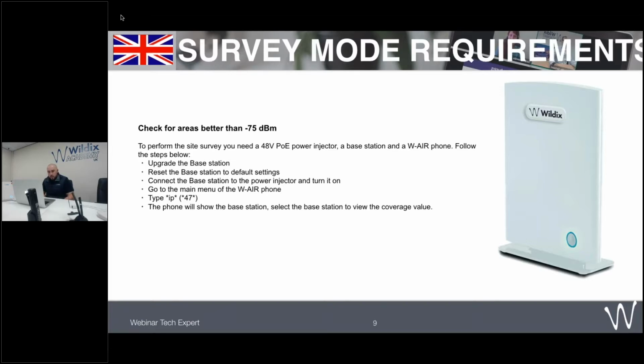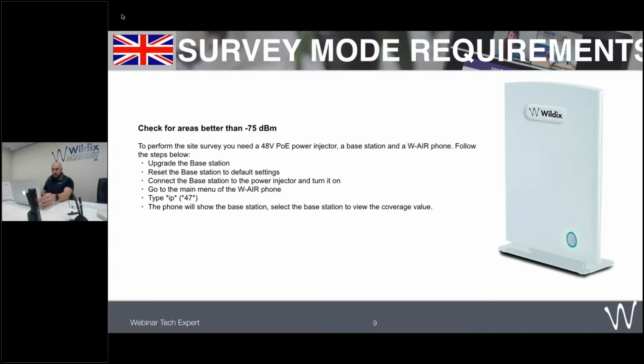To do a survey mode, what you're going to need to do is upgrade the base station. So provision it first to a PBX, upgrade it. After it's been upgraded, reset the base station to factory default settings. To reset a WR base, there is a button here on the left hand side. Hold that in, I think it's about 10 seconds, it'll flash on the front, then reboots. That sends it back into factory default mode.